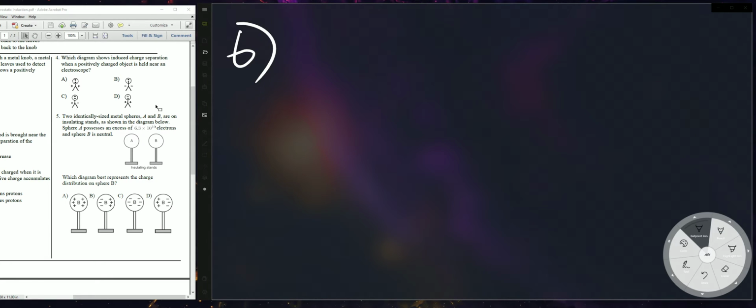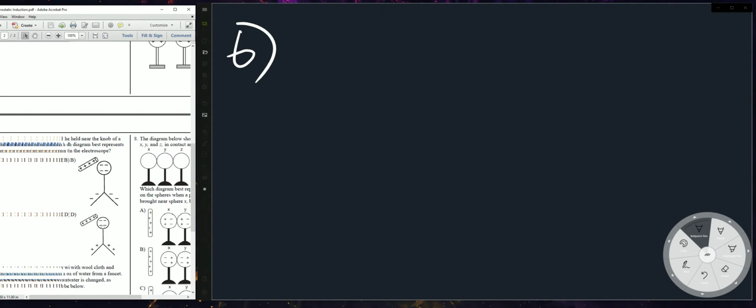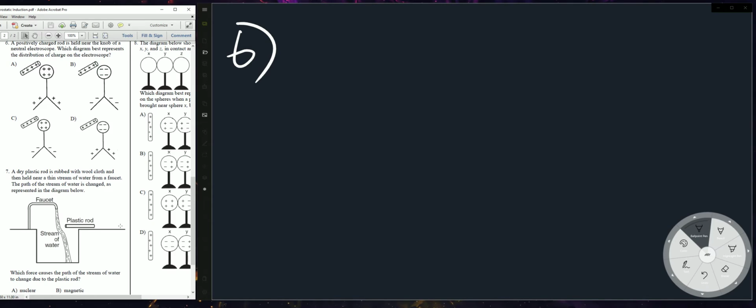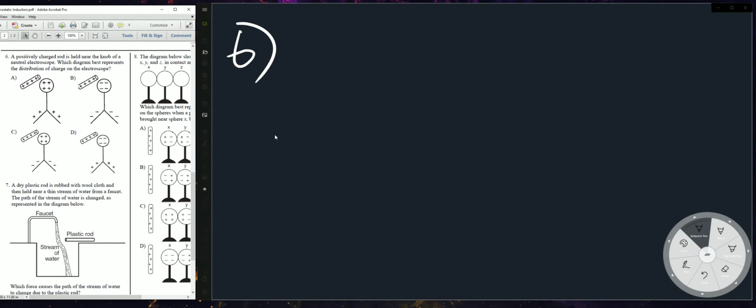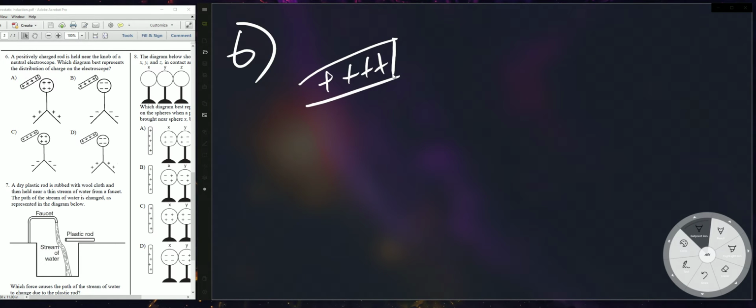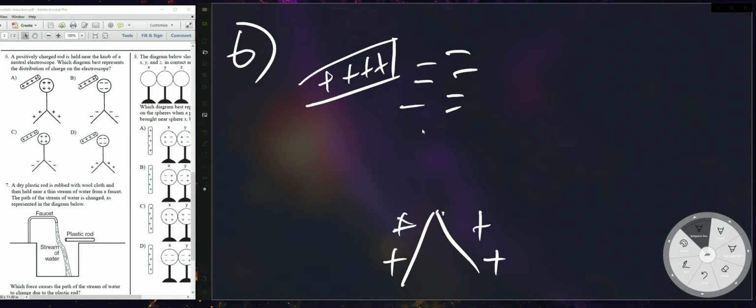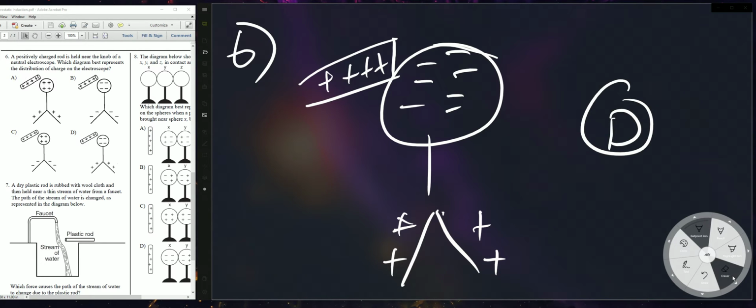Number 6. Positively charged rod. So again, your positively charged rod is going to draw all the electrons to the top, right? And your bottom is going to be positively charged. So what looks like this? Well, choice D does.